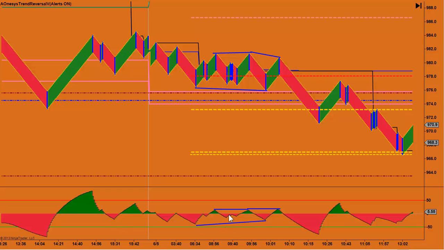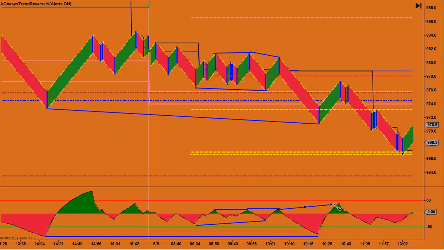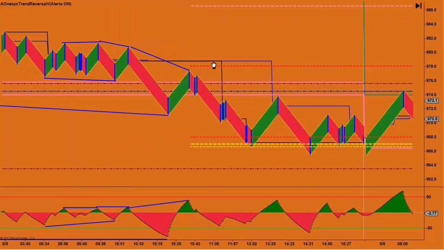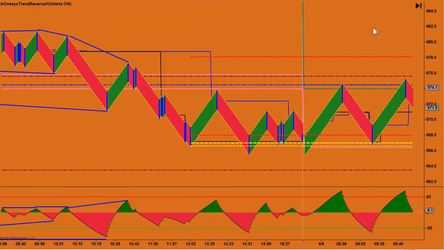And here is from this bottom, lower low, this is higher low. So that's a long trade. This is a higher high, this is a lower high. That's a short trade. So that's how we got on TF, and a couple more here.